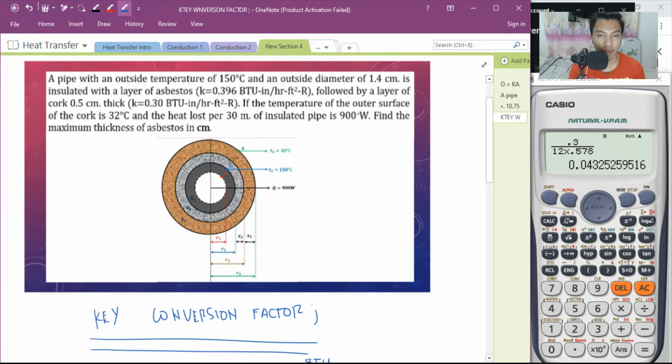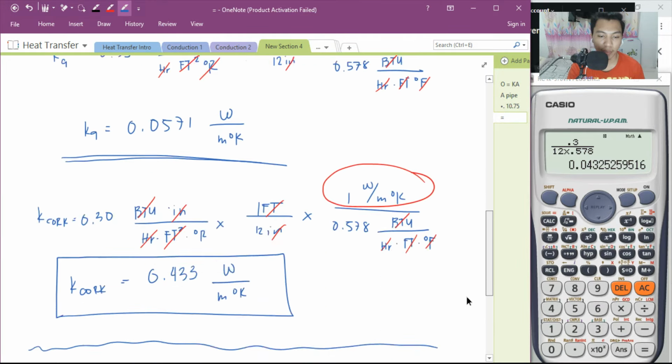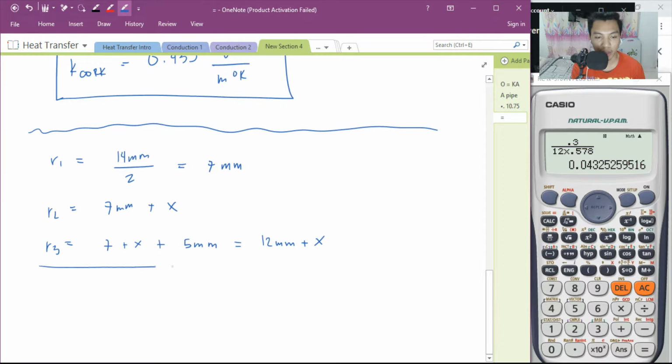If the temperature of the outside surface of the cork, saan ba yun? Nakabalot. Dito. Nandito siya, outside surface 32. Tapos yung sa asbestos is 150. Ay, hindi, ng pipe pala. 150. Alamin mo yun nandito. Okay? Yung heat loss niyan is constant. Tandaan nyo. Ito yung arrive para hindi kayo mahirapan sa algebra dito. So, Q total is equal to Q1 is equal to Q2.